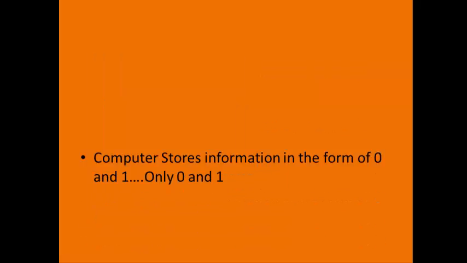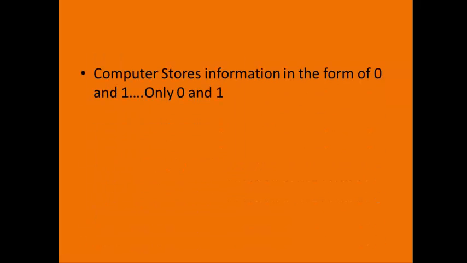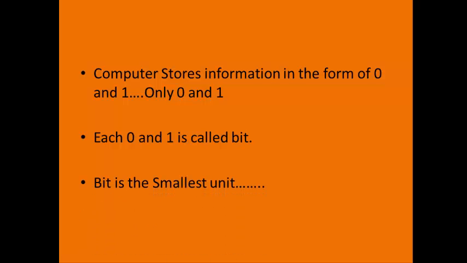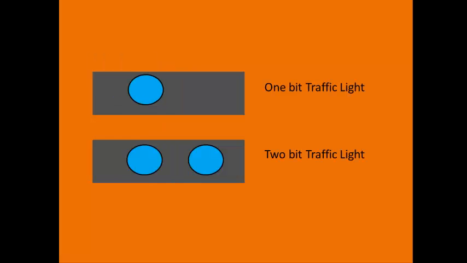Now let's get to the point. Computers store information in the form of 0 and 1, and those 0s and 1s are called bits. And in simple language, bits are the smallest unit of memory. So now let us suppose a light bulb which is on is 1 and an off light is 0. So our first design becomes a 1-bit traffic light system, and the second becomes a 2-bit traffic light system.